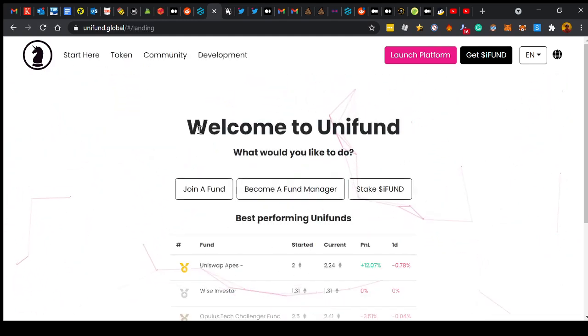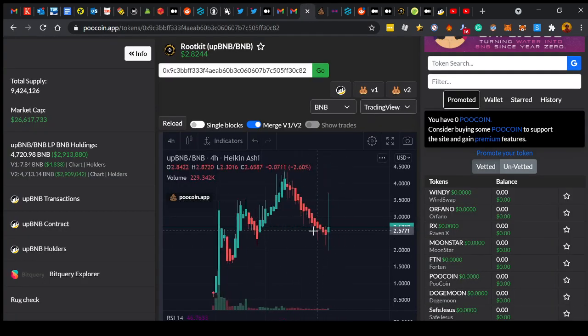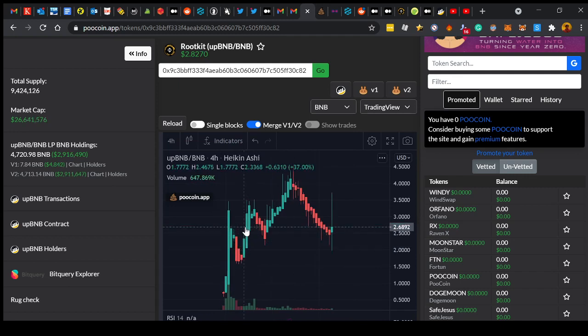So that's Unifund, and now we have Upbnb from the Rootkit Finance team. So Upbnb is basically Rootkit, but instead of on the Ethereum network, it's based on BNB, so it's on the Binance Smart Chain network. And yeah, they evolved some of the mechanics of Rootkit and improved on it to make an even more efficient, even more pumpable token. So instead of a vesting period for the initial launch of the token, they have a dynamic taxation, and they've got some other updates to the mechanics that make this an even more lucrative and pumpable token.